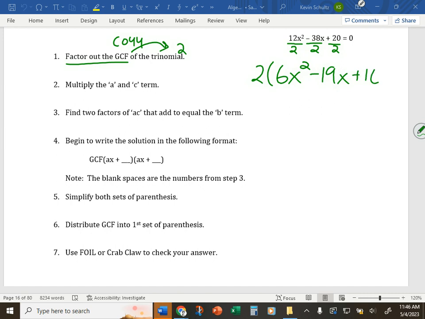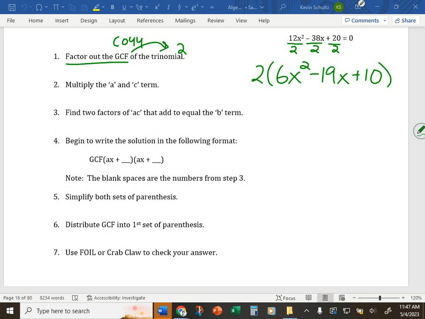Very good. Okay? And that 2 that we took out is going to go in front of this new trinomial that we're putting in parentheses. Because to get back to our original one, we would distribute that 2 in, multiply 2 by 6x squared, which gives us 12x squared. Multiply 2 by negative 19x, that gives us negative 38x. Multiply 2 by 10, that gives us the original 20. So when we factor this out, we're essentially undistributing, okay? And then we're going to get that 2 in as a coefficient to our parentheses. And then what goes inside of the parentheses, we're dividing each original term by 2. Okay?